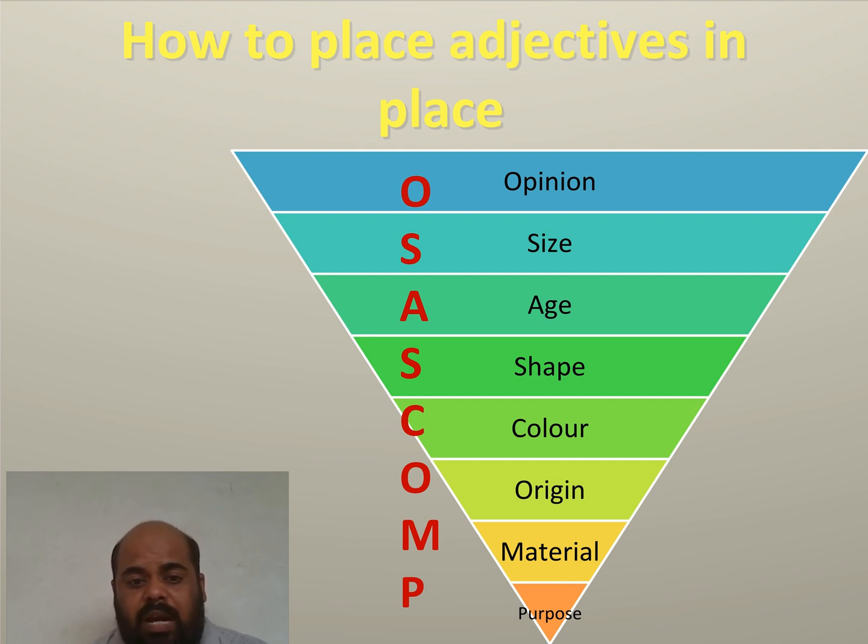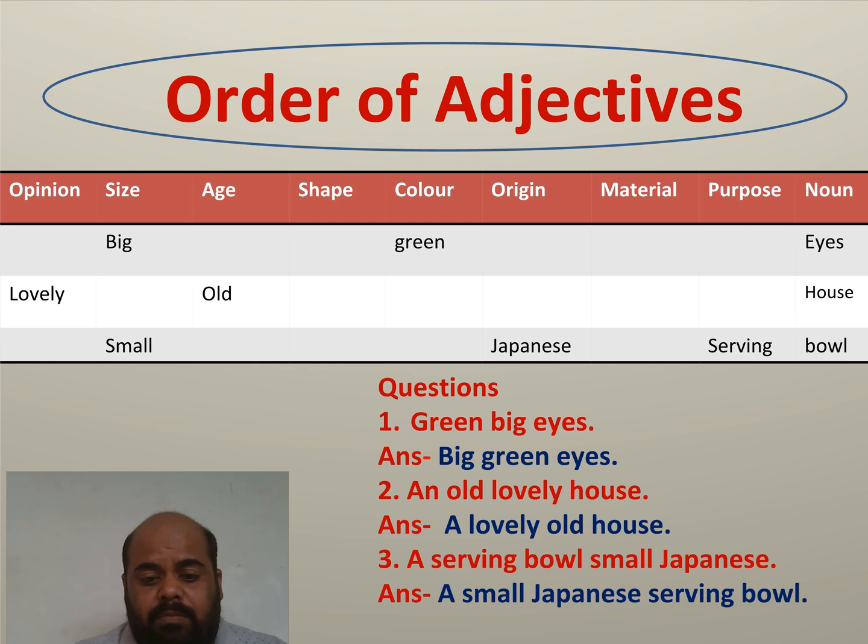Suppose you have a group of words, "an old house." Old is the only adjective in this. If I say "a blue old shirt," blue is color and old is age. So which one will come first? Obviously the age will come first, then the color, as per the list. So it will be "an old blue shirt."